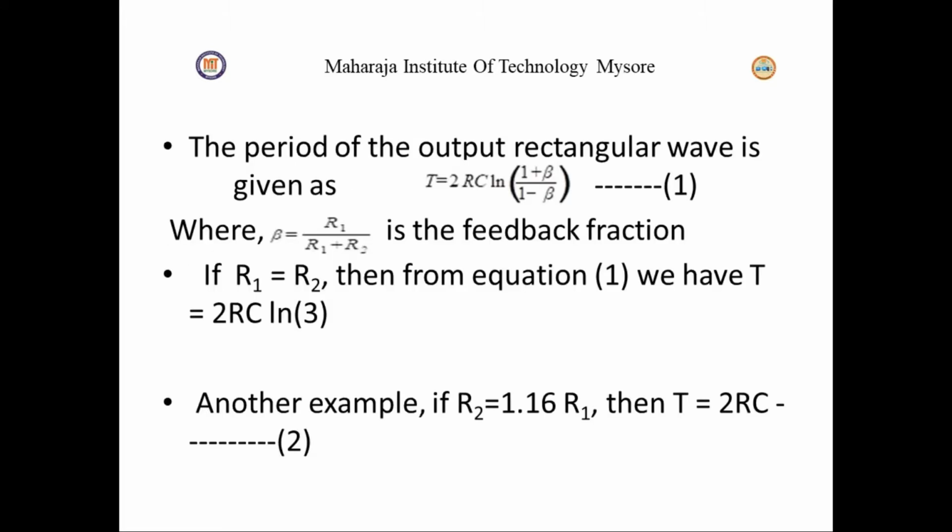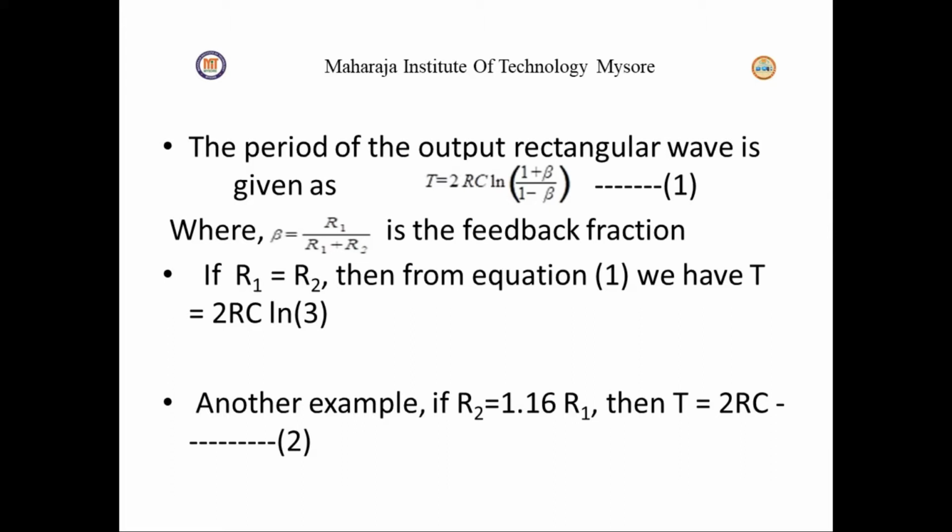So we will check the design part. What are the requirements in order to generate the rectangular waves? In order to calculate the period of the output rectangular wave, there is a formula: T is equal to 2RC ln of (1 plus beta) divided by (1 minus beta). What does beta mean? Beta is R1 divided by R1 plus R2, which is the feedback fraction.